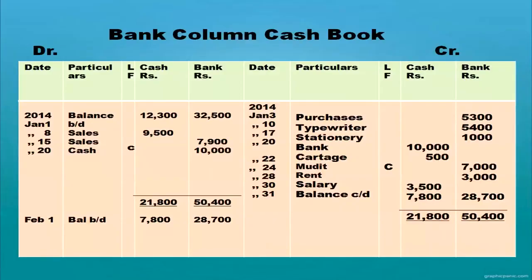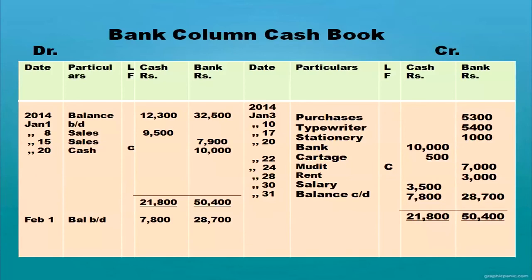Balance of cash and bank. Opening balance, all receipts on the debit side, all payments on the credit side, and you have to balance both columns, cash column and bank column. Here you have to write the biggest total on both sides.